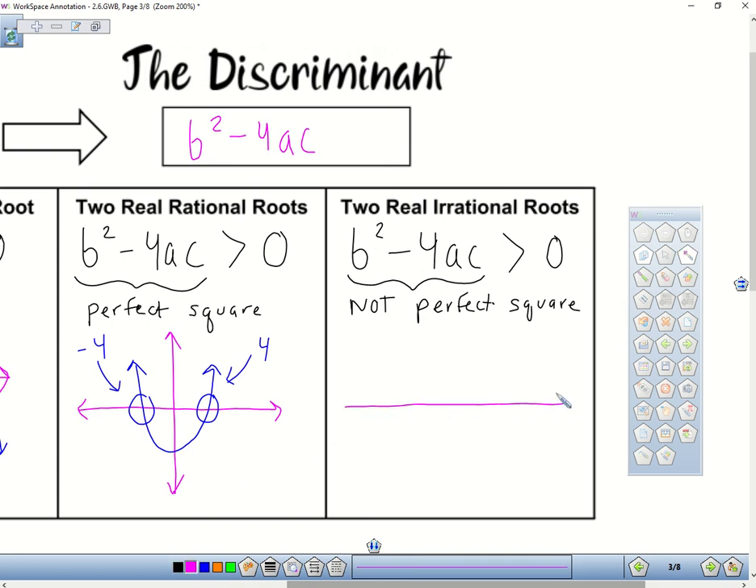And how that is going to look for your graph is similar to the last one, but the difference is it's going to hit the x-axis at really weird values, something like negative square root of 2 and square root of 2. These are just two examples I'm using. These are not always going to be your solutions. I'm just showing you two examples of what would be considered rational and irrational.